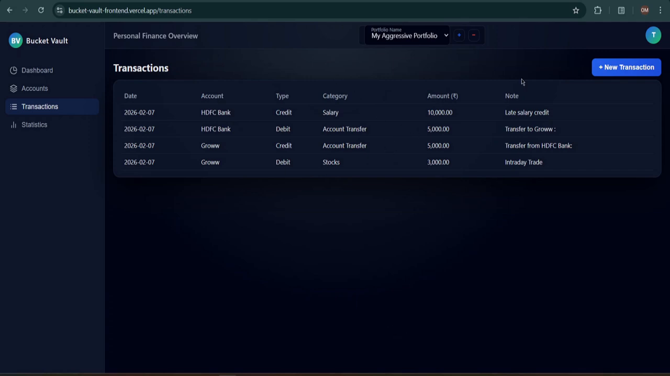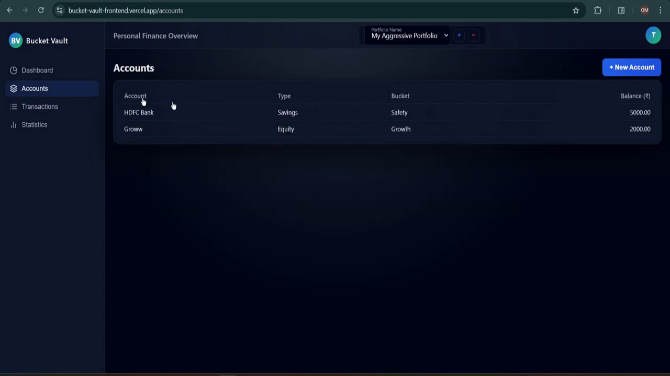So now based on these we can have multiple accounts, multiple bank statement transactions, multiple investment transactions, daily expenses, etc. And each balance is shown in real time. When we go to the accounts page we get the complete balance. In HDFC we have only 5,000 left because we transferred it to the Groww account, and from the Groww account we purchased 3,000 worth of stocks. It has been considered an expense because it was an intraday trade. We haven't registered the profit or loss that we booked.